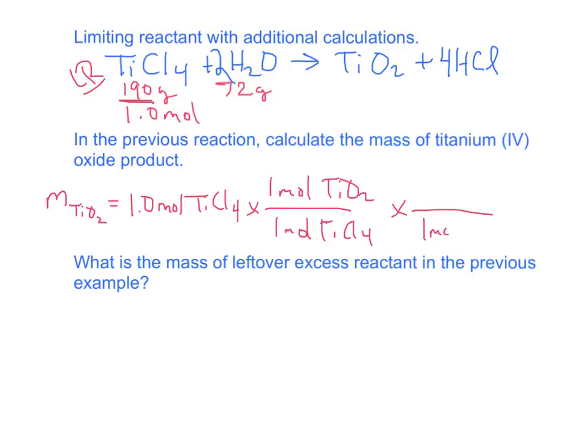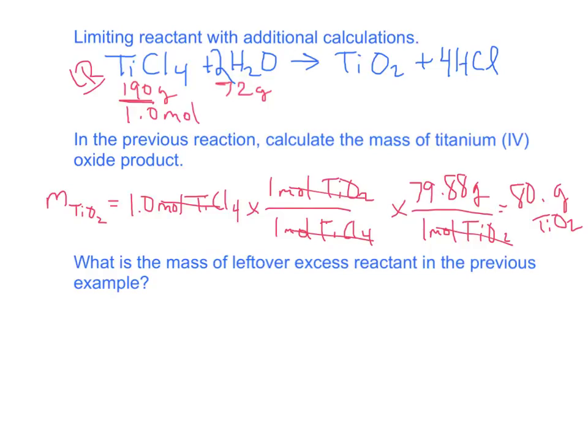So for a mole of TiO2, how many grams do we have? 79.88 grams. And moles of titanium 4 oxide divide out, moles of titanium 4 chloride divide out, and we're left with grams of titanium 4 oxide. Equals out to be, with sig figs, 80. grams TiO2. So that's the most you're going to get out of that reaction, even though you have lots of extra water. You ran out of titanium 4 chloride, so that's it.